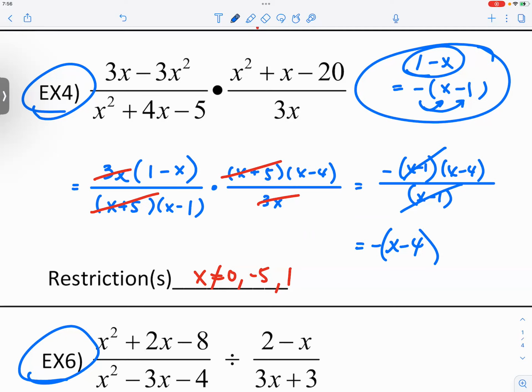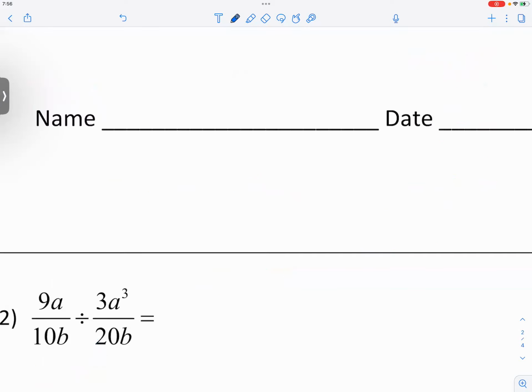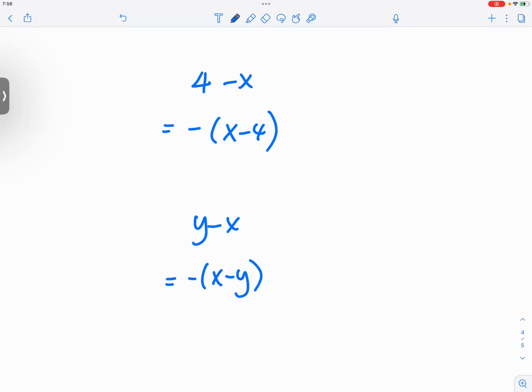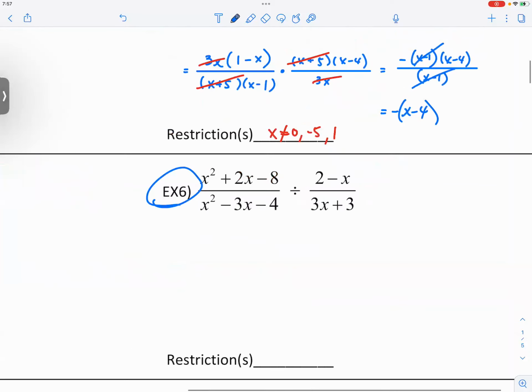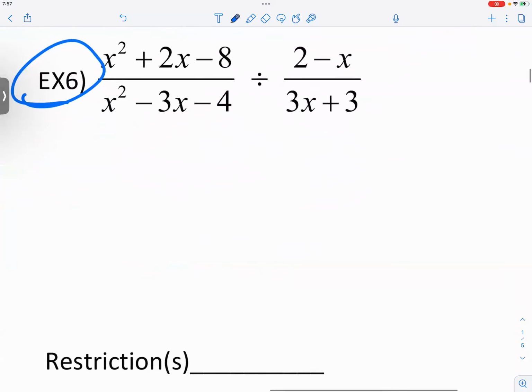Okay. So let me just give you a little practice here. So if I have 4 minus x, all right, what does it become? What could it become? Negative of x minus 4. Okay, if you have y minus x, what could it become too? Negative x minus y. All right, so if you want to swap this subtraction, no problem. Factor the negative. Oh yeah, 5 minus 3, 3 minus 5, they are totally different answers. All right, so let's take a look at number 6, okay?